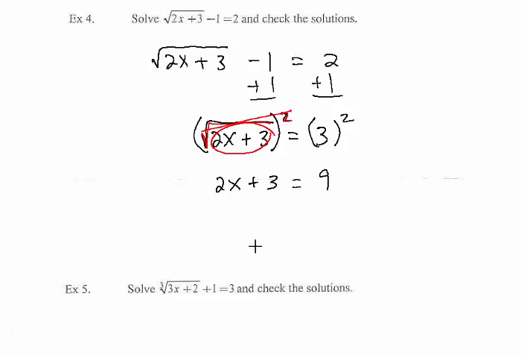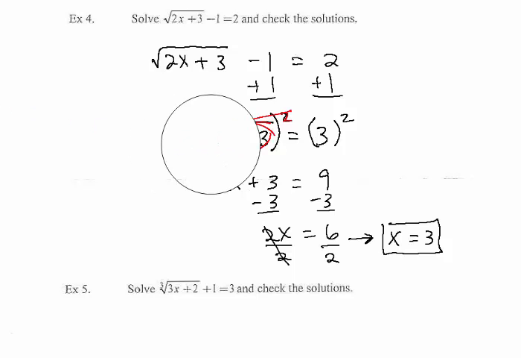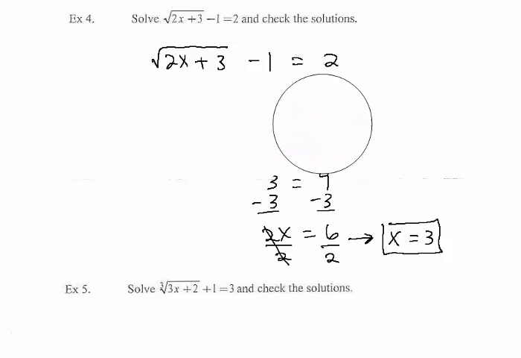At this point, we just have a two-step equation where we subtract 3 from both sides. We get 2x equals 6. We divide by 2, the 2's cancel, and we get x equals 3. Okay, we can go back to the top to our original equation and double check our number.